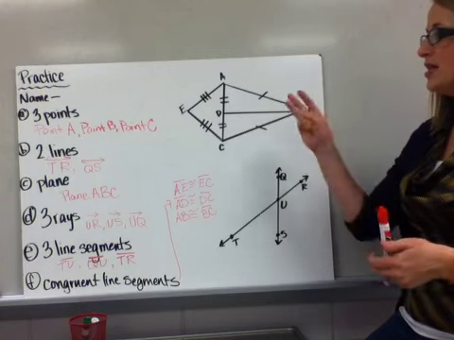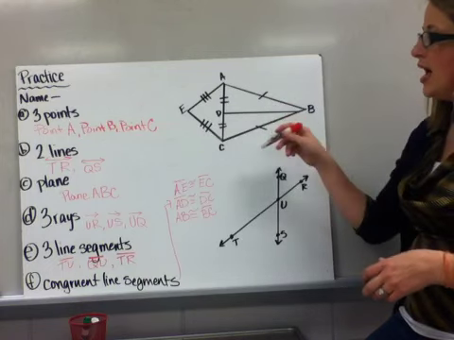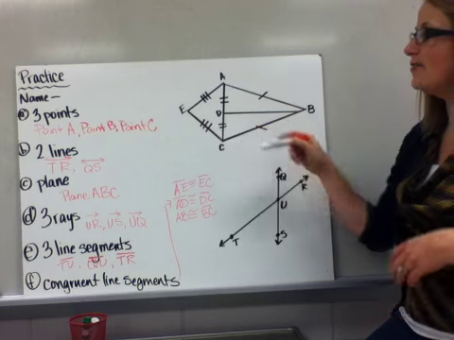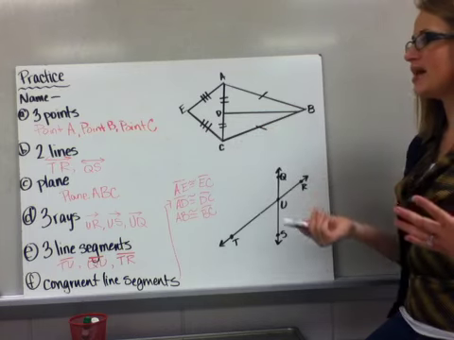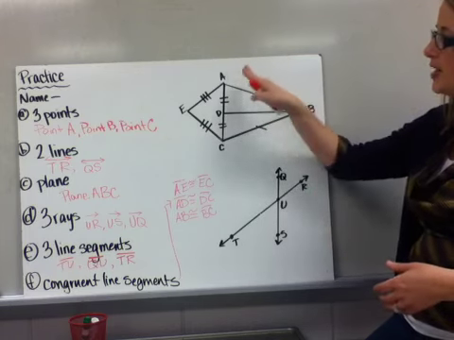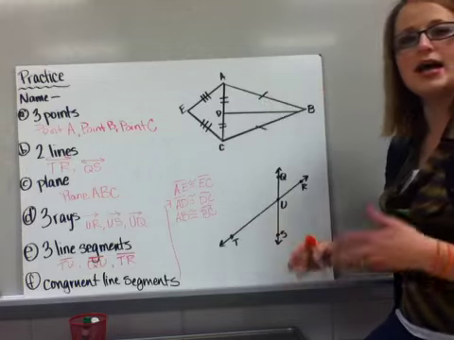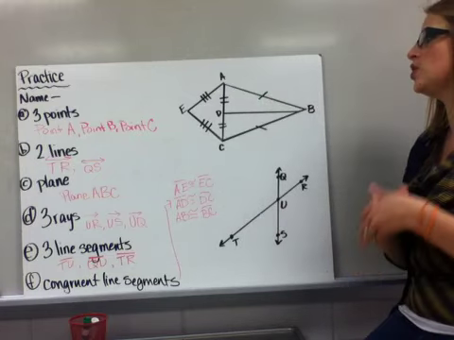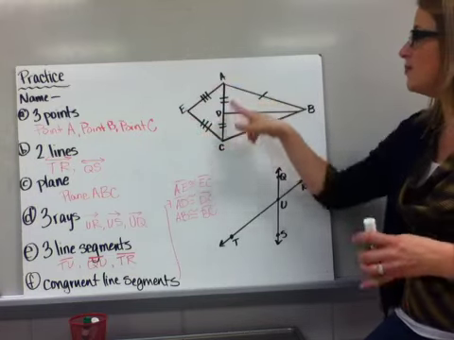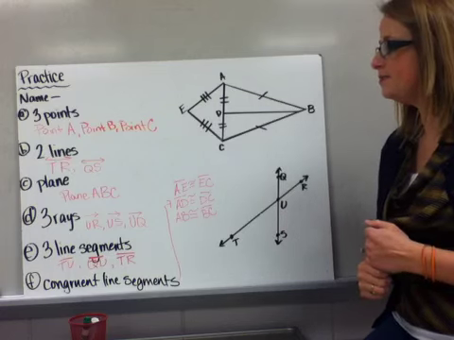For a plane, I just need to select 3 points. I started writing ADC, and I changed that because if I say plane ADC, those letters fall in a line, and I think that can be misleading sometimes. So a best practice would be to choose 3 points that do not fall in a line.